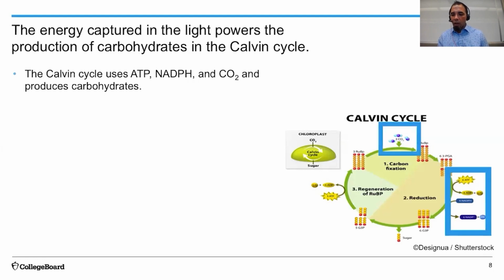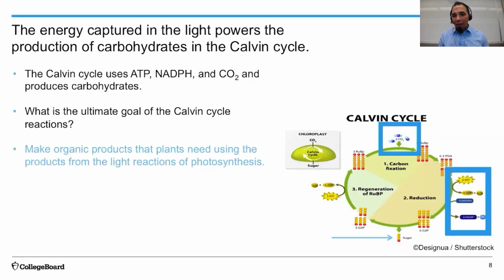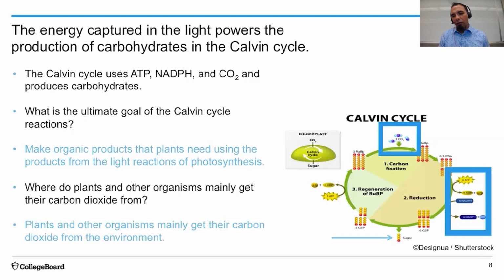There's our CO2 coming in from the atmosphere, which I'm going to allude to here in another bullet, and down there at the bottom, there's our sugars. And so what's the ultimate goal of the Calvin cycle reaction? I kind of already gave it away. Make organic products that plants need using the products from the light reactions of photosynthesis. So down there at the bottom of that blue arrow, there's your sugars, because plants need those organic products as well. And so where do plants and other organisms mainly get their carbon dioxide from? I already gave it away. I answered it in the first bullet. They get their carbon dioxide from the environment.